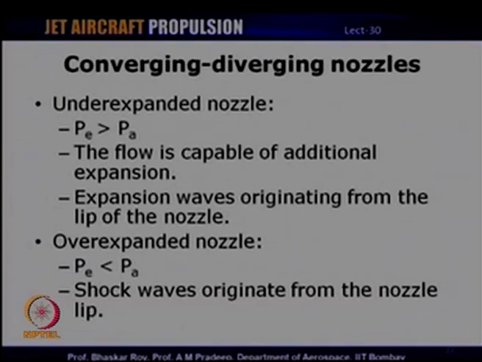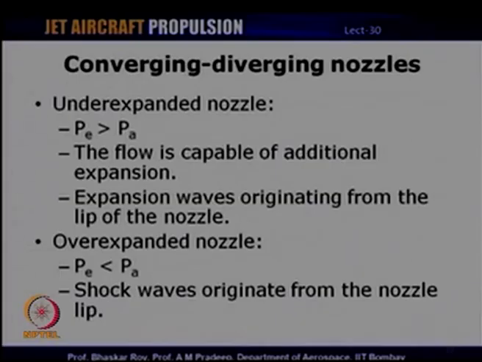Incomplete expansion could be an over expanded nozzle, where the exit pressure is greater than the ambient pressure. If P_E is greater than P_A, it means that the flow is capable of additional expansion. That is, the flow has potential for expanding further, and this is carried out using expansion waves, which originate from the lip of the nozzle. That is because the flow has enough energy to expand further, and it will carry out that expansion because the pressure has to eventually become equal to the ambient pressure. So, that expansion takes place through the formation of expansion waves.